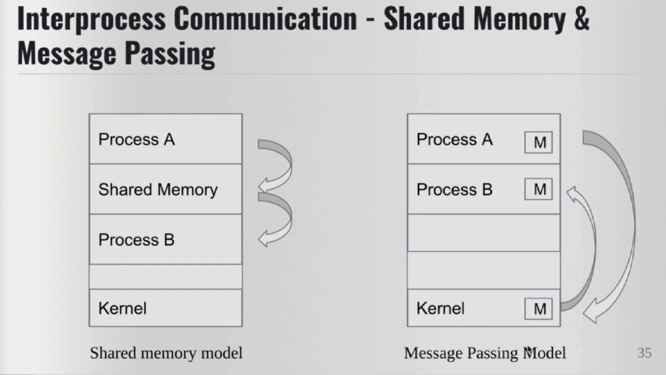And in the message passing model, process A is going to generate a message. That message is going to get passed to the kernel, and then the kernel is going to pass that particular message to process B. So this message from process A goes to the kernel, and the same message goes to process B. That's how inter-process communication takes place between the processes in these two models.